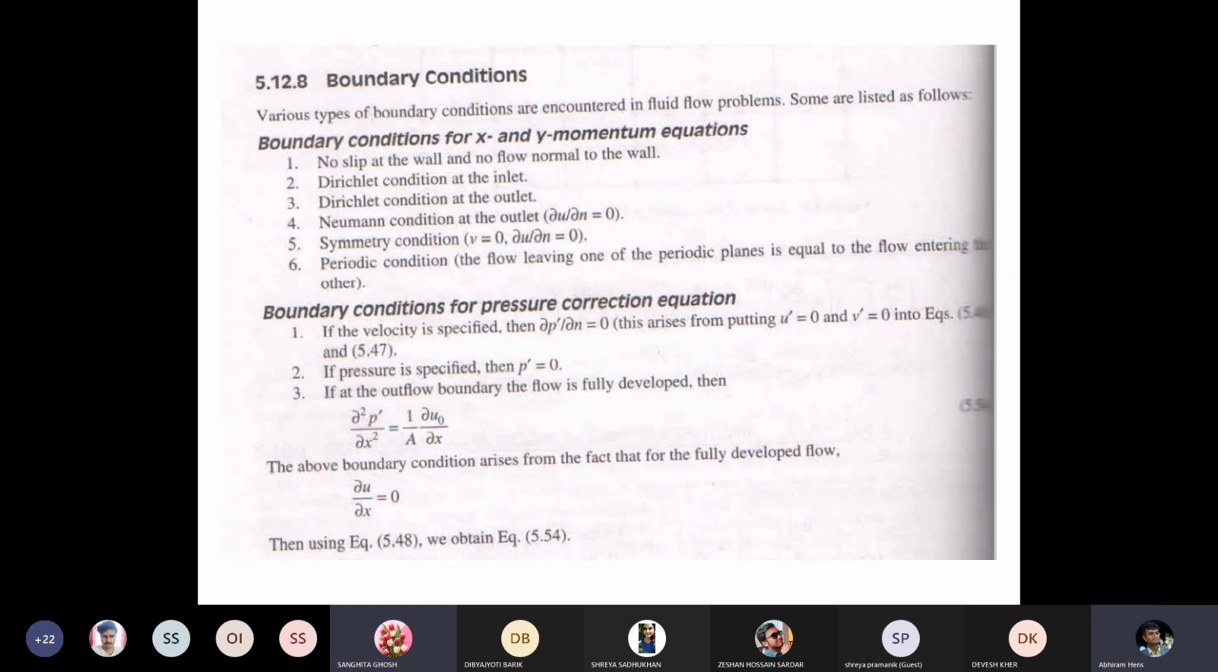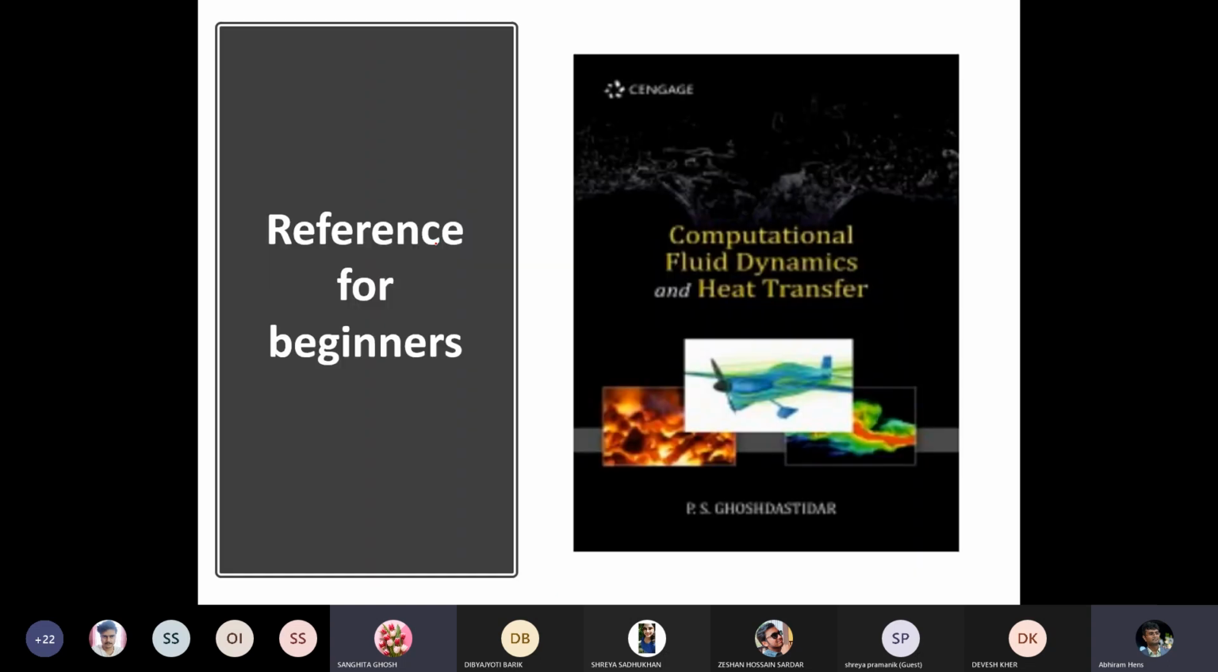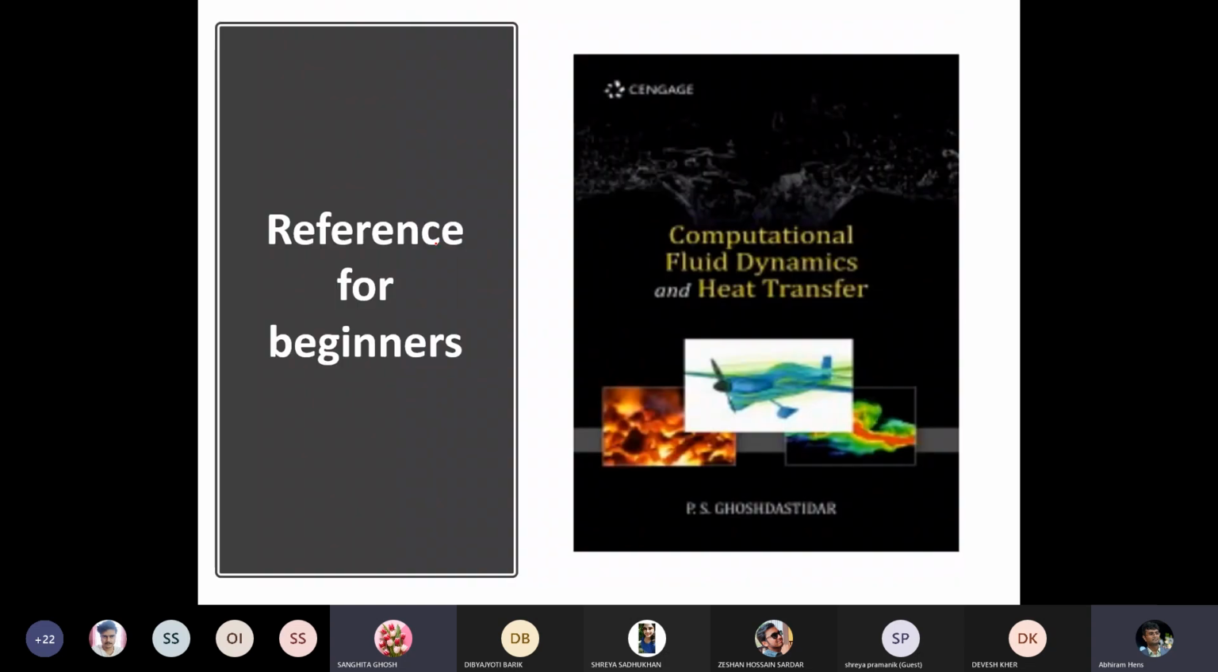So you now apply proper boundary conditions, and then you follow these steps. For each time step, you have to move from step 2 to 6. Steps 2 to 6 give you the pressure velocity coupling, the correction. Then once it is done, you can go forward to the next time step. So this is the essence of the SIMPLE algorithm, and you can read this book.